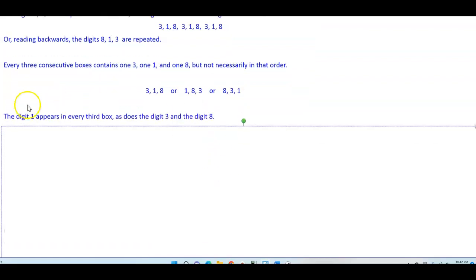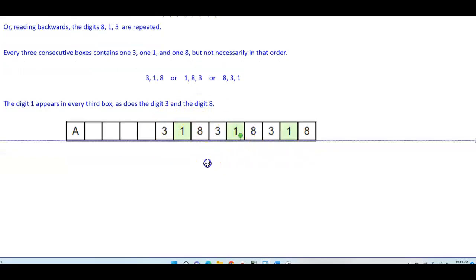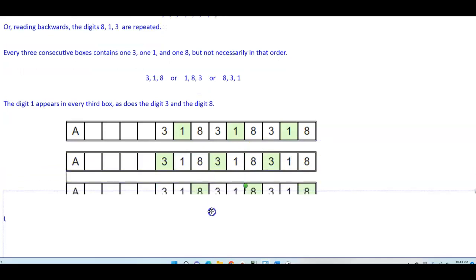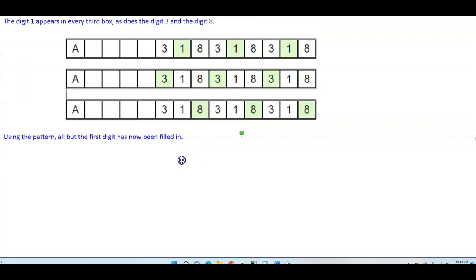Now, if you notice, the digit 1 appears in every third box, as does the digit 3 and the digit 8. So you can see here, every third box, the digit 1 is shown. Every third box you have a 3, and every third box you have an 8. So therefore, you can see all three of them and how they are placed.